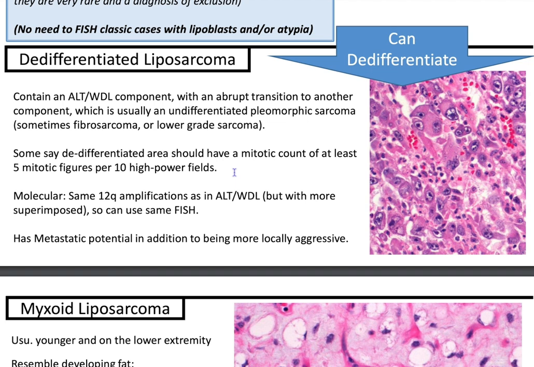When you have a very pleomorphic type of soft tissue tumor, one of your differentials includes de-differentiated liposarcoma. The way you differentiate that from other entities like undifferentiated pleomorphic sarcoma is it should contain an atypical lipomatous tumor, a well-differentiated liposarcoma component. And then you'll see an abrupt transition to another component, which can be fibrosarcoma or lower grade sarcoma.